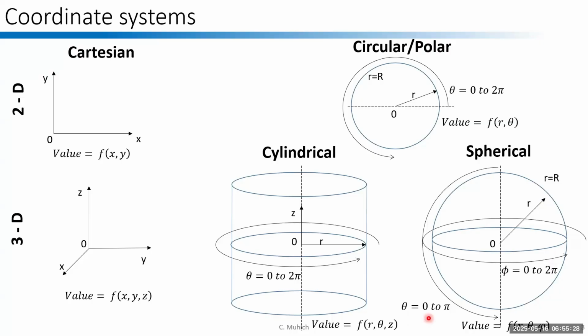And in this case, it can only go from 0 to pi, because if I were to come around onto this side, that's just a rotation around phi. So we say in spherical coordinates that the value of our function is a function of r, theta, and phi. So these coordinate systems are what we're going to use mostly in chemical engineering.